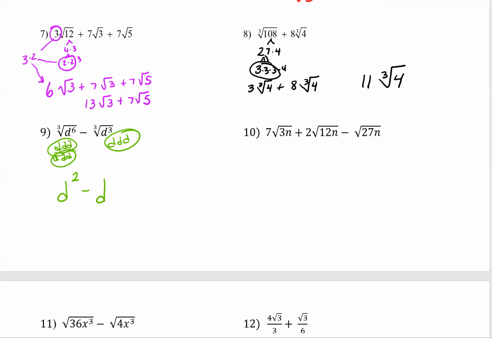Number 10, we need to simplify the radicals. 7 square root of 3n is simplified. Plus, we can simplify the square root of 12. That's 2 times 2 times 3. So that's going to be 4 square root of 3n. And 27 is 3 times 3 times 3. That's going to be 3 square root of 3n. So now we can combine 7 plus 4 minus 3.